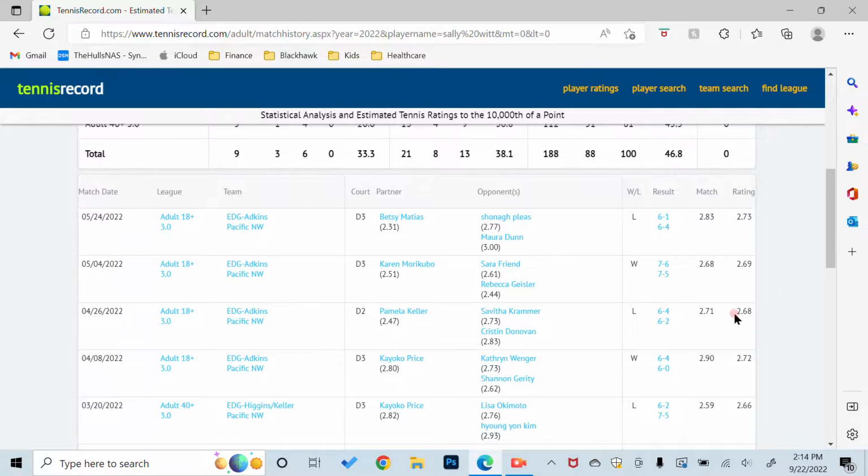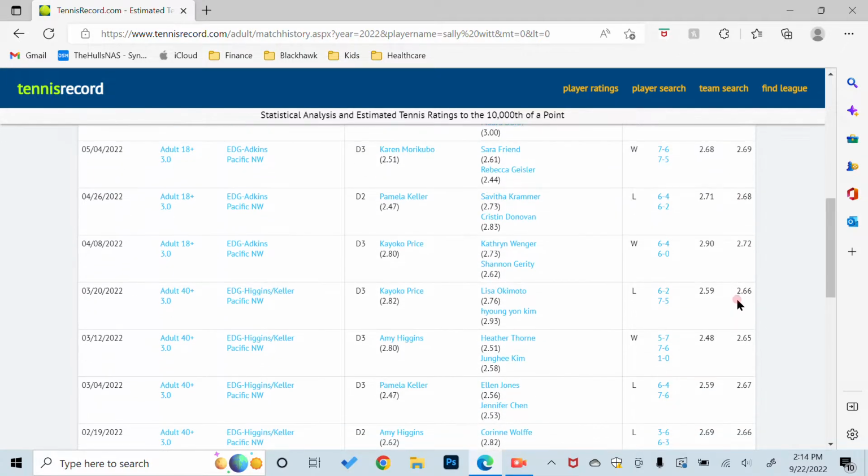The interesting thing too is that sometimes you can have a loss, but your rating will still go up. So for here, for instance, she went from a 2.65 to a 2.66. Even though she lost, her rating went up. That's because she played against somebody who was a 2.93, and so they didn't expect it to be as close as it was with that 7-5 win, right?